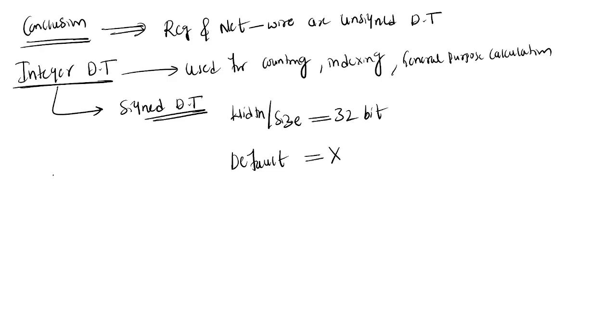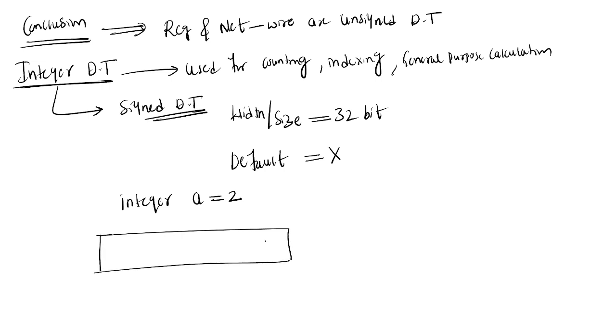Suppose I declare integer a equal to 2. Integer a equal to 2 means what? This will store 32 bits. The binary representation for 2 is 0, 1, and the remaining bits are all zeros. Like this it will store. This is bit 31 and 0, 1, 2. Like this it will store.